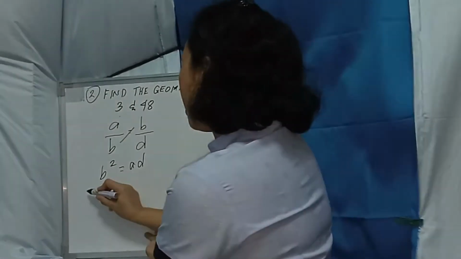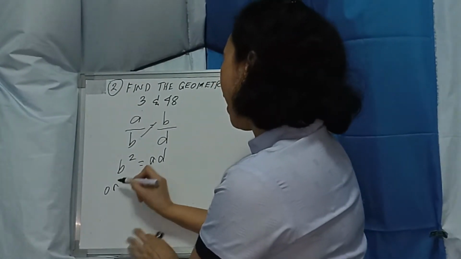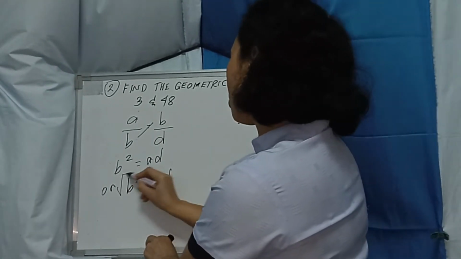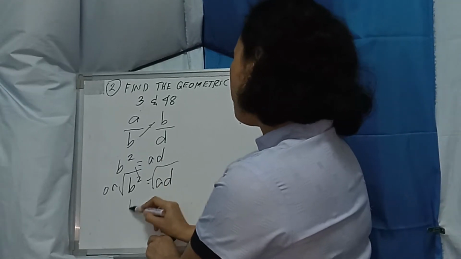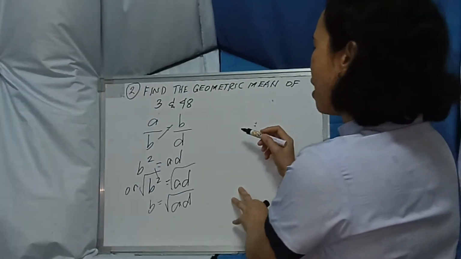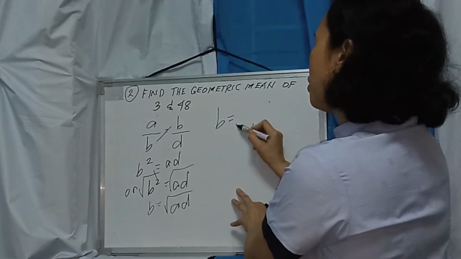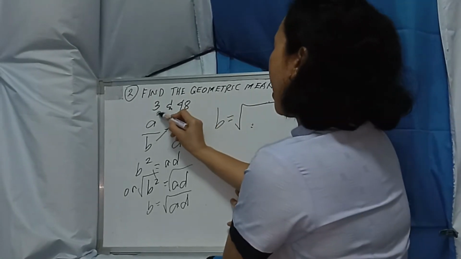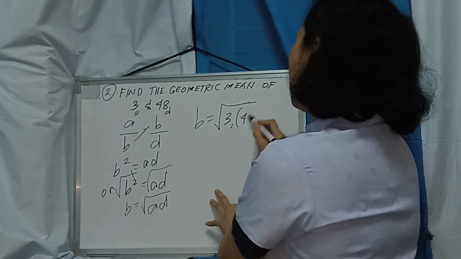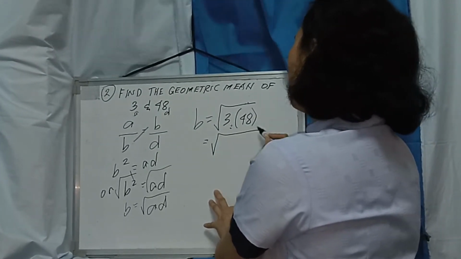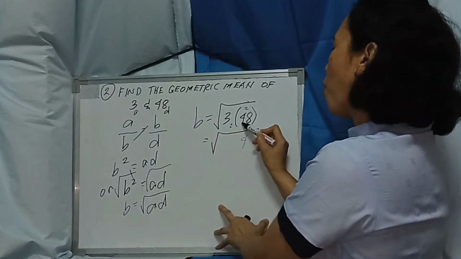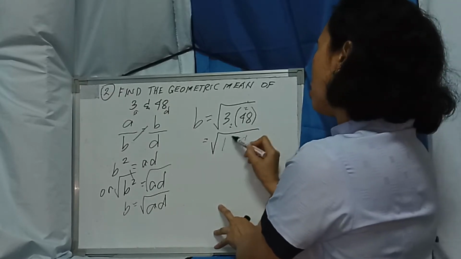Or we have here B squared is equivalent to AD, extracting the square root. So we have here B is equivalent to the square root of AD. So B is equivalent to the square root of, this is A and then this is D. So we have here 3 times 48 is equivalent to, 3 times 8, that is 24. 3 times 4, 12, plus 2, that is 14.